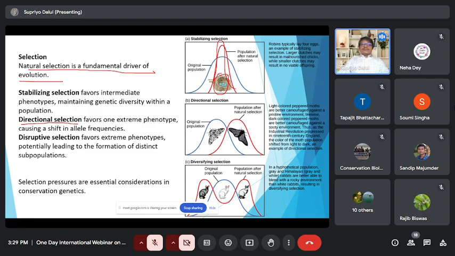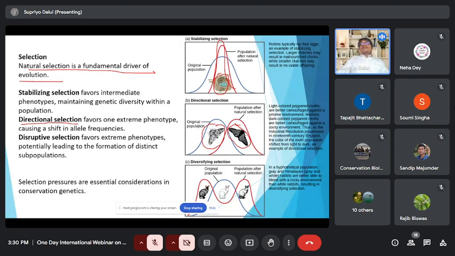So before the industrial revolution, when the pollution level was very low and nature was very pristine, it was easy for the white variant of the moth to blend with nature so that they could save themselves from predators. Whereas for the black variant, it was difficult to camouflage in nature. So predators, birds or animals, used to prey more on the black variants, and the number of white variants was high at that time.